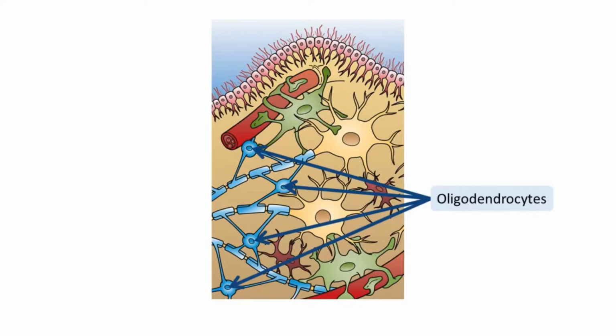And another key cell within the brain are these oligodendrocytes, and they have a different function. These blue cells wrap around those nerve fibers and provide insulation. And this is very important to allow those nerve signals to conduct down those nerves efficiently. And tumors that arise from the oligodendrocytes, we call them oligodendrogliomas.